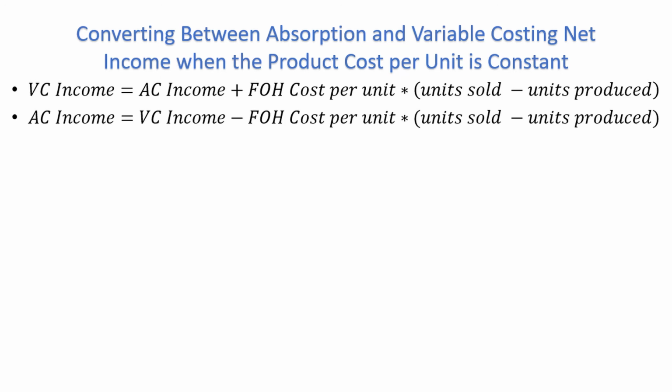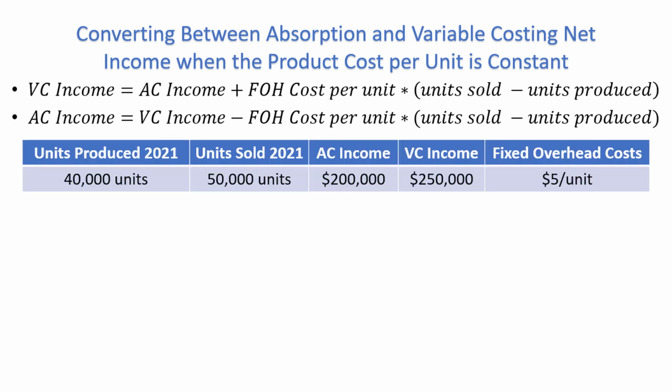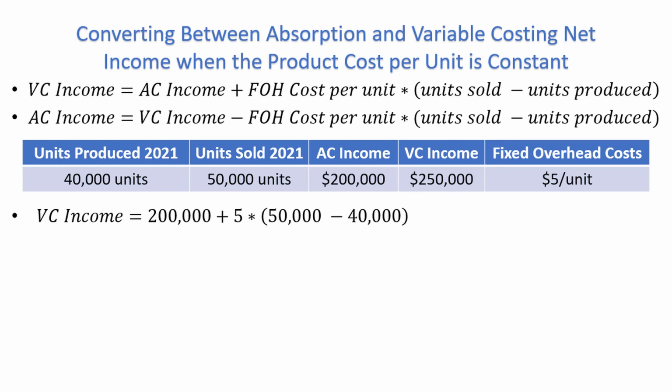Let's apply this to the 2021 income. For absorption costing, the net income was $200,000, and for variable costing, the net income was $250,000. There were 50,000 units sold and 40,000 units produced, and the fixed overhead cost per unit was $5. Using the absorption costing income to find the variable costing income, we have $200,000 plus 5 times (50,000 minus 40,000), which simplifies to $200,000 plus 5 times 10,000, which is equal to $250,000, matching the variable costing income.